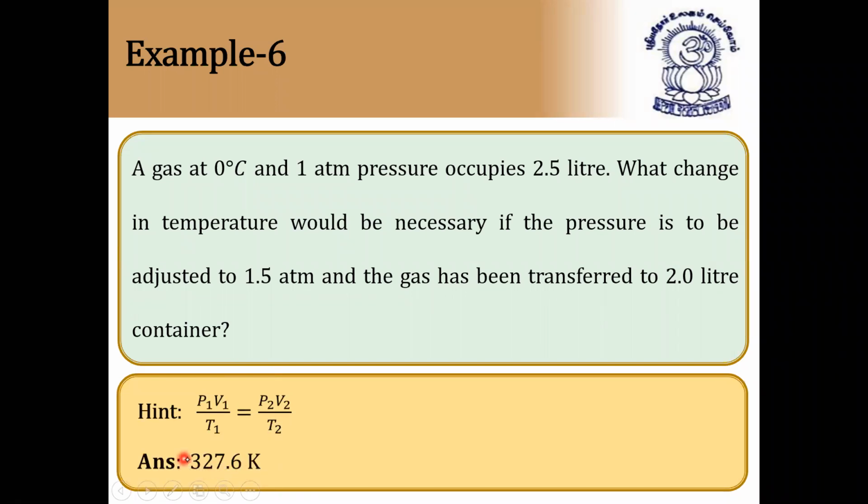So it is given directly in kelvin, so 327.6 kelvins. So what temperature would be necessary if the pressure is to be adjusted to 1.5 atmospheres? So pressure is increased, volume is decreased, so temperature is also increased here, 327.6 kelvins. I hope it is clear. Next question.